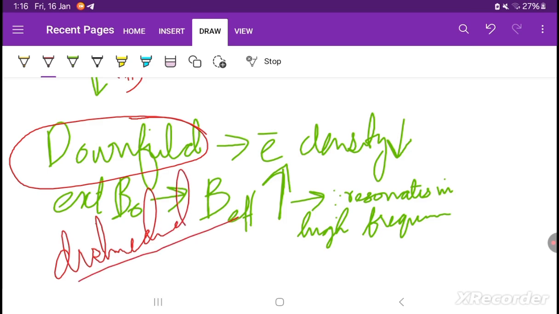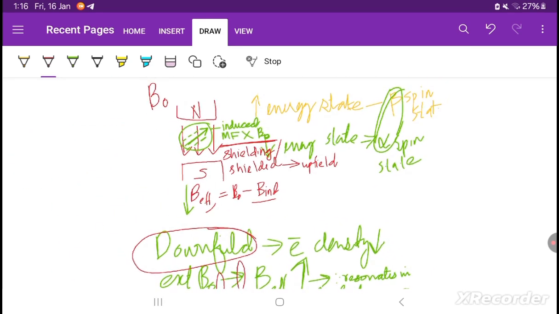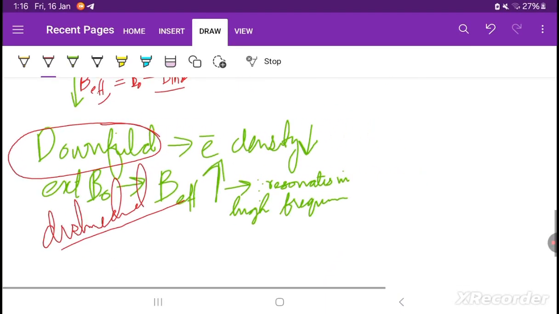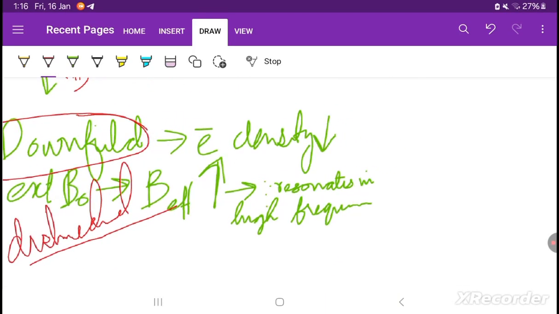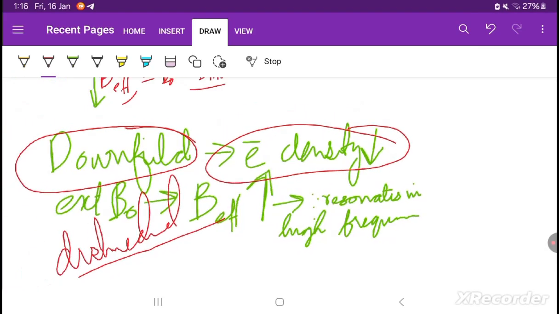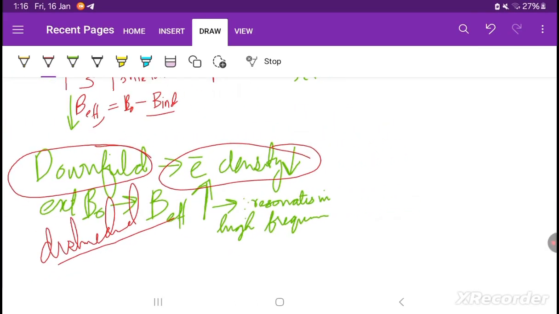So we understand what is shielded and de-shielded in the case of protons, and it depends upon the electron density. Whenever there is a lower electron density, there will be de-shielding or a downfield.